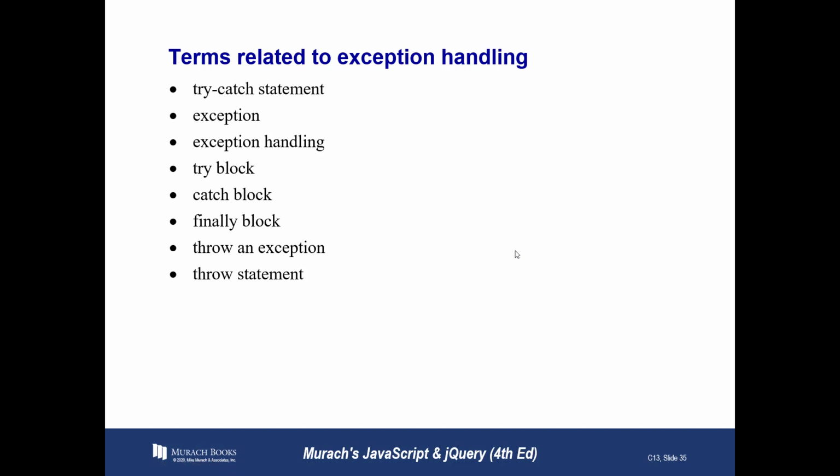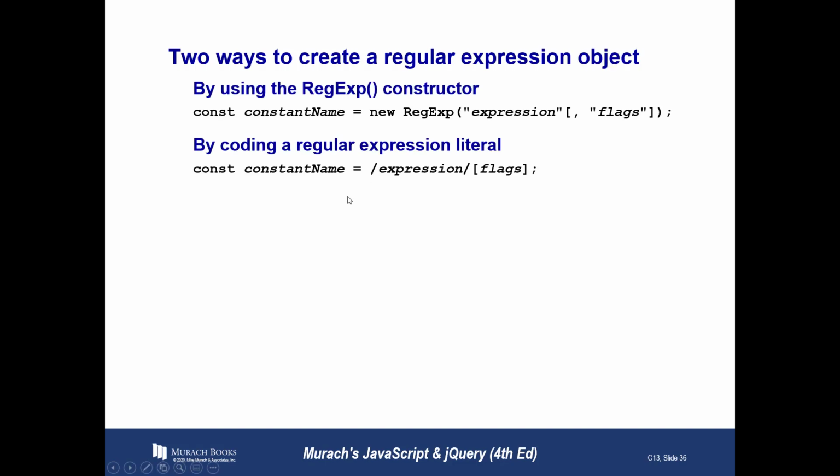So this is most of the stuff that's related then to exception handling. Try catch, exception, and again, an exception is an exception to the norm. It's a bad thing. Exception handling, a try block, a catch block, a finally block, throwing your own exception, and the throw statement itself. All right. The last part, I believe, of the chapter talks about regular expressions.